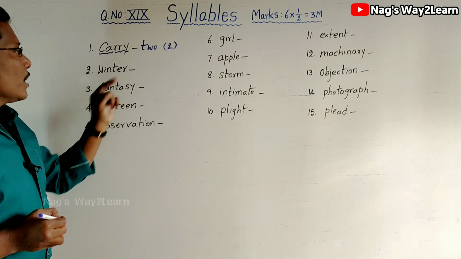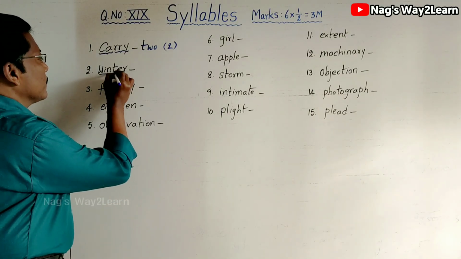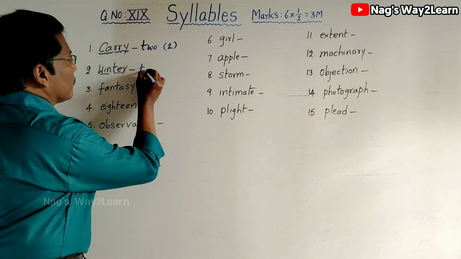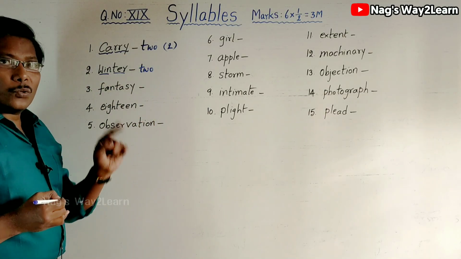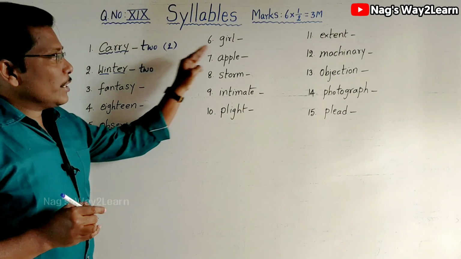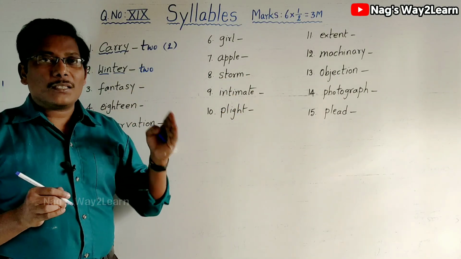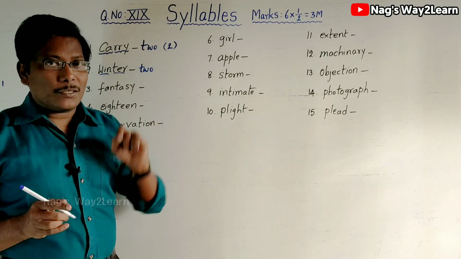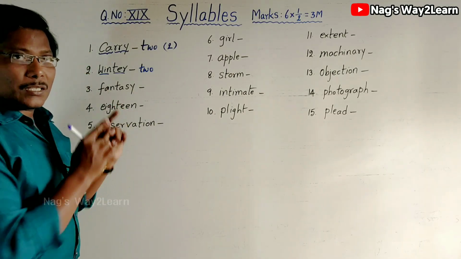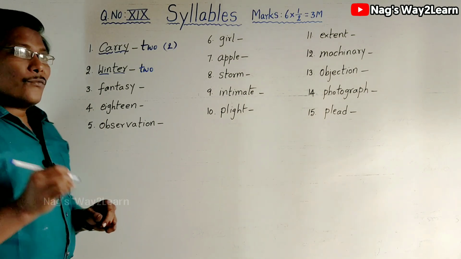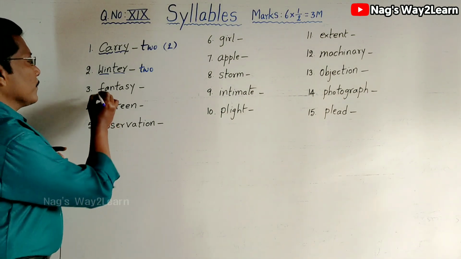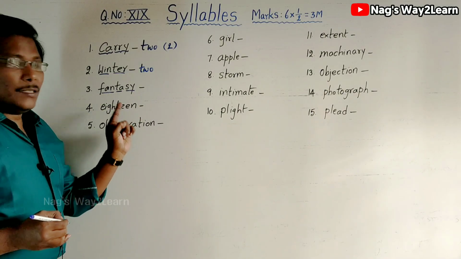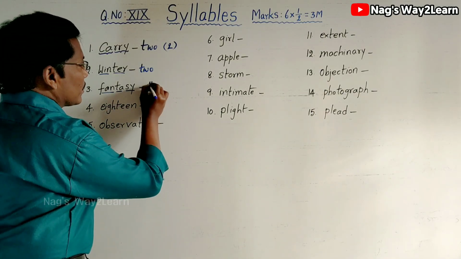And next one, winter, winter, there are two syllables. And one more thing, all these words have been taken from the previous exam question papers. So you can expect this kind of words in your public exam also. So look at the exercise carefully. So third one is fantasy, that means there are three syllables.